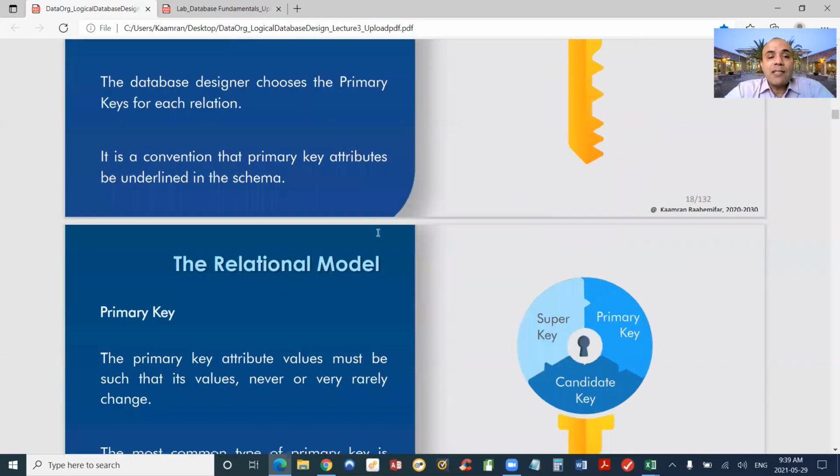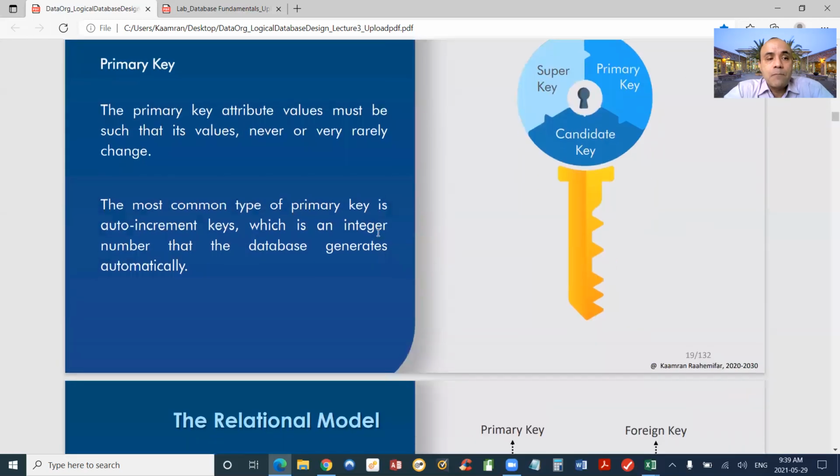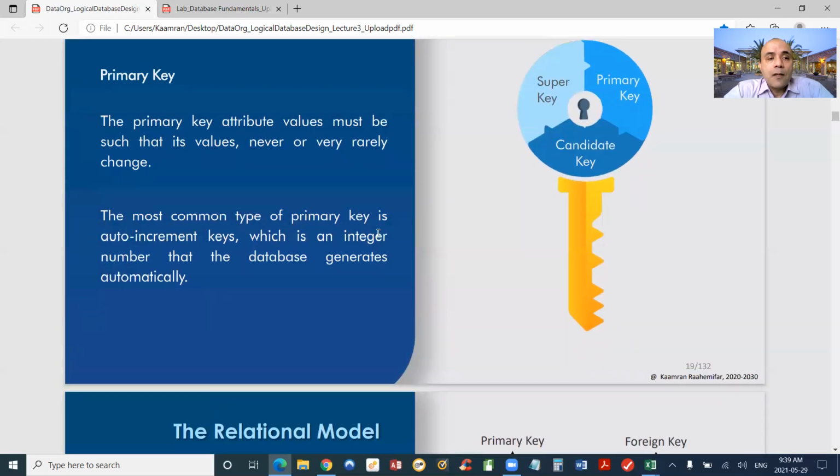It is a convention that primary key attributes be underlined in the schema. You could underline it, you could make it bold. Most of the time we make it bold, and sometimes we put a line under it to identify that this is a primary key. The primary key attribute values must be such that their value never or very rarely changes.